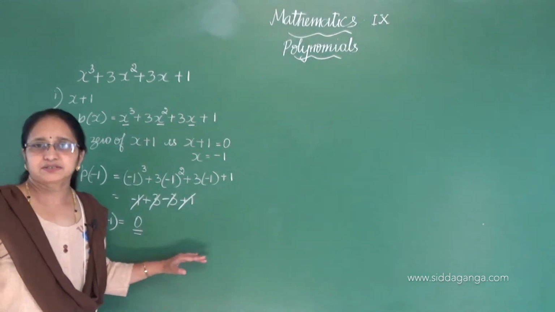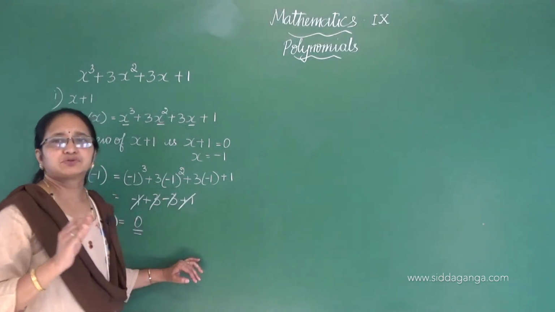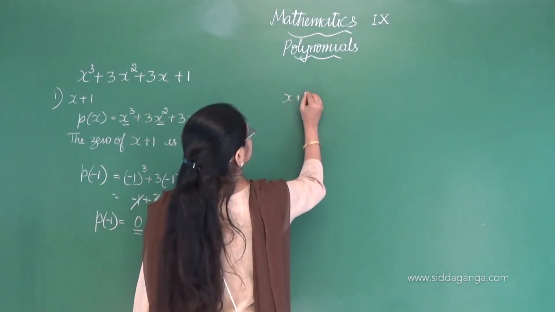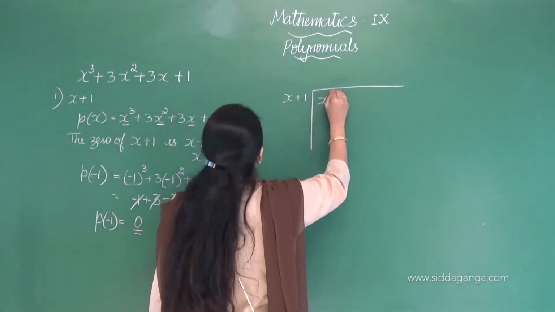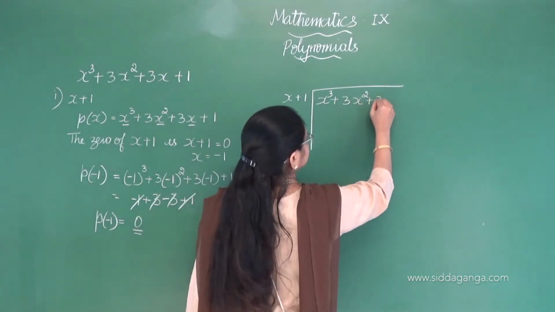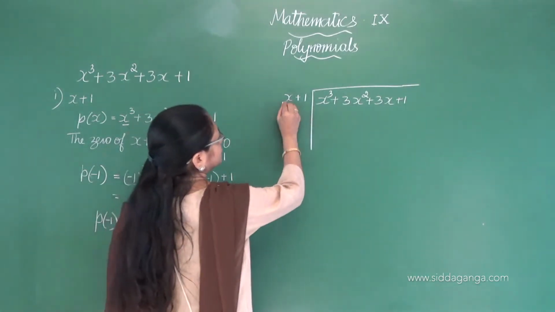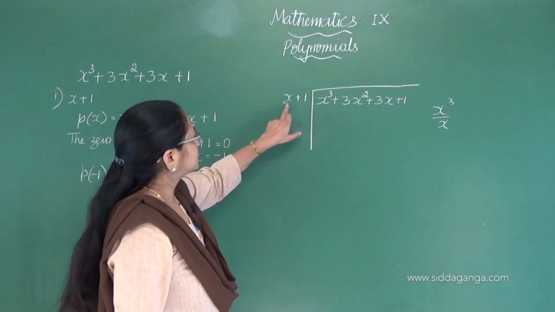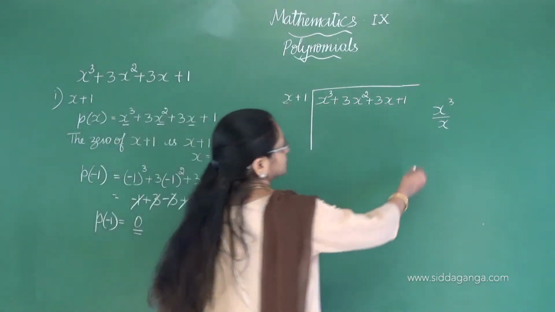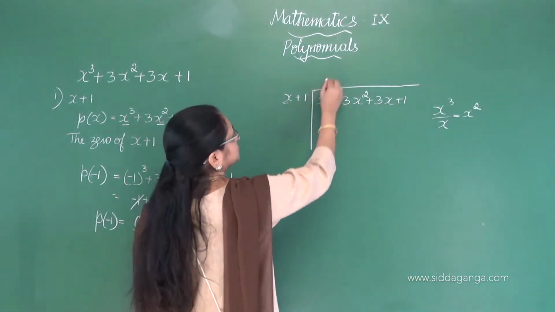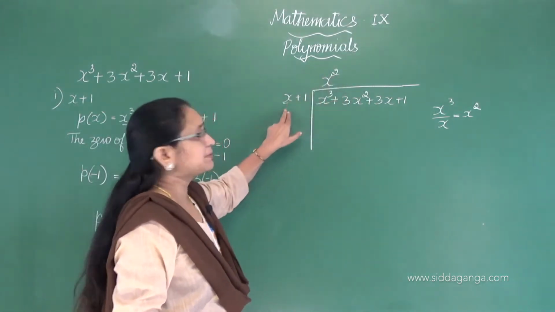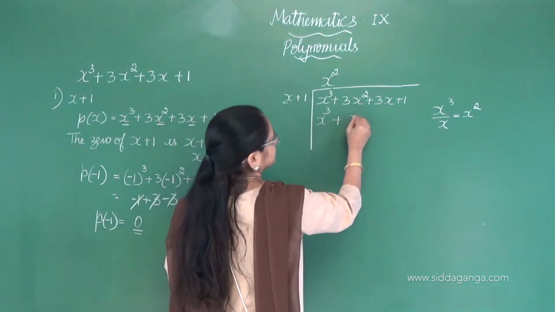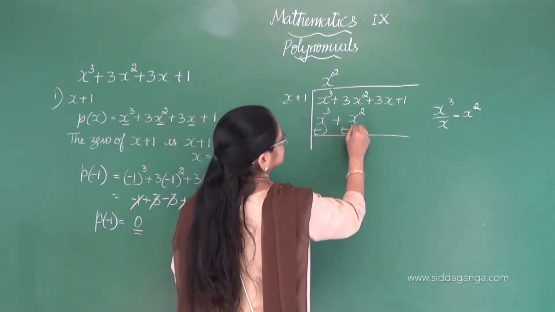Here this method is nothing but the remainder theorem. Suppose you do the long division method, you will get the remainder 0. I will just show that. See here, x plus 1, this is the long division method. First, I told you how to do x cube divided by x. So take the first term of the dividend and the first term of the divisor. When you divide these two, you will get x square. Then what is the next step? You have to multiply x plus 1 by x square. So x square into x is x cube plus x square, minus. So this gets cancelled.